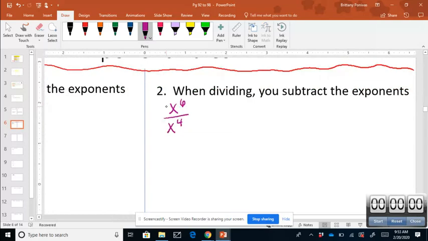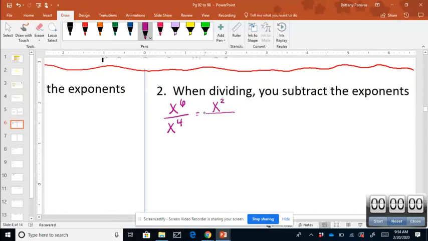You decide which exponent is bigger. Which number is bigger, 6 or 4? 6. So that means that your x is going to stay on top, and then you just subtract them. 6 minus 4, 2. So your answer would just be x squared.